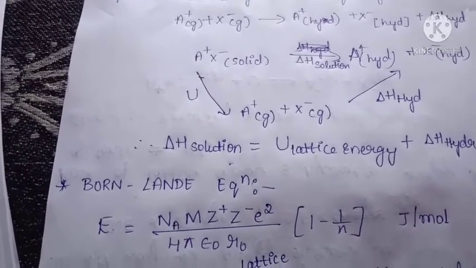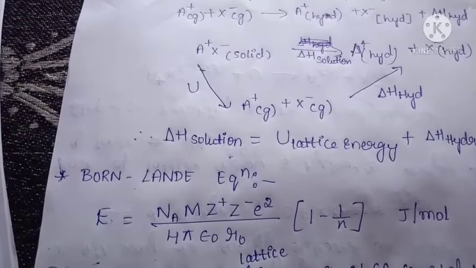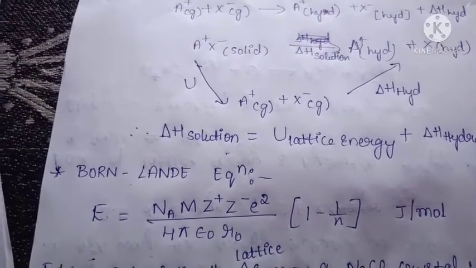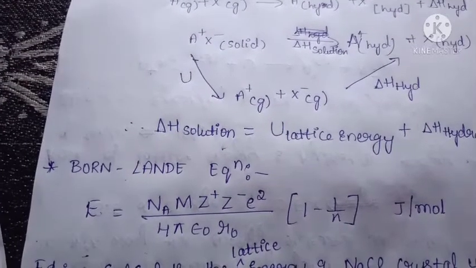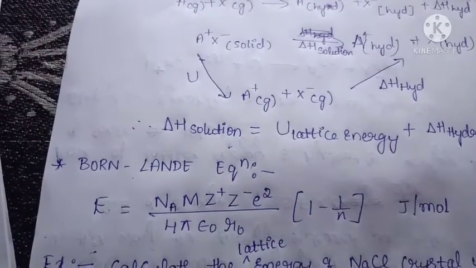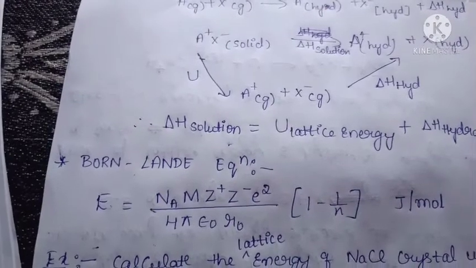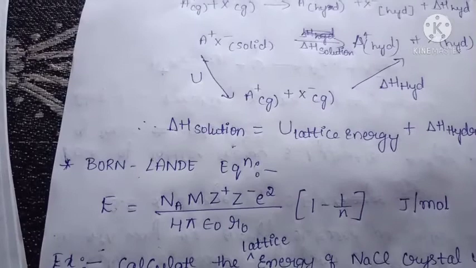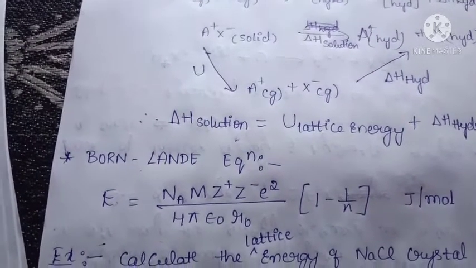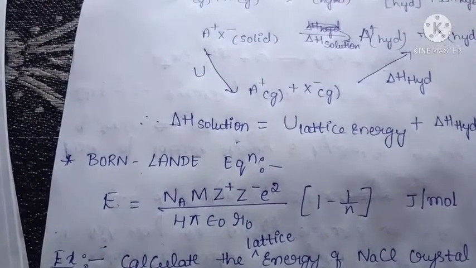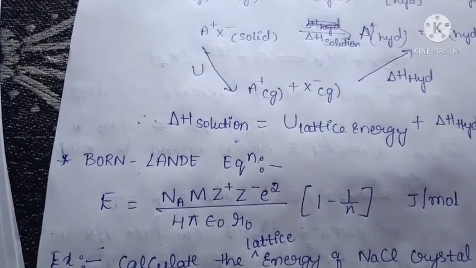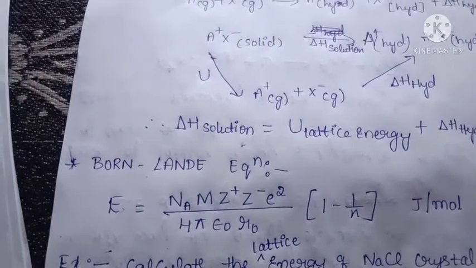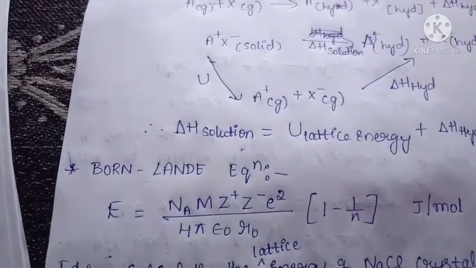Okay, next epsilon naught. Epsilon naught is the permittivity of free space. This is used to store potential energy. This epsilon naught is used to store potential energy under the influence of an electric field. Got it? Then next r naught. r naught is the distance to the closest ion. Okay.